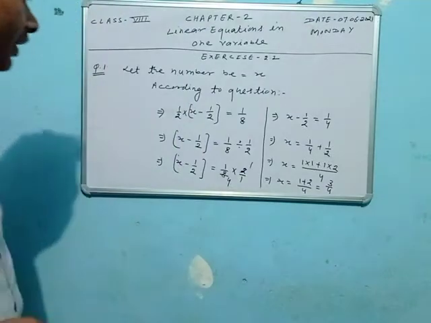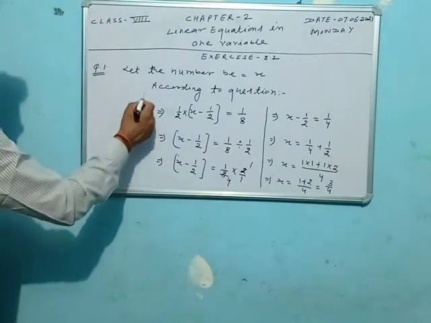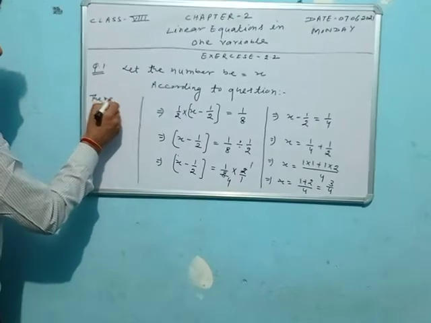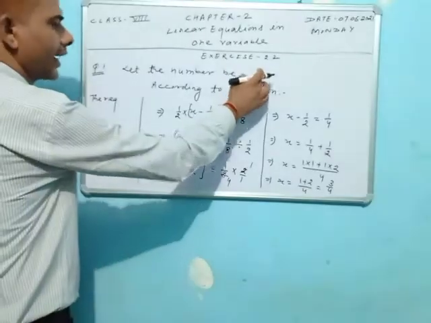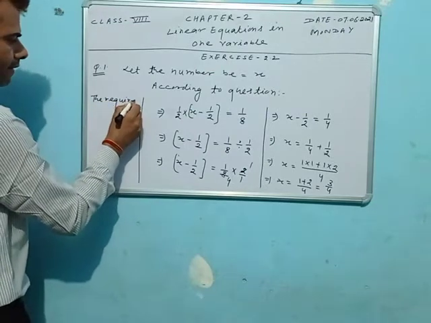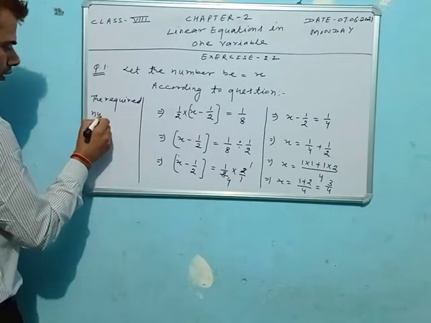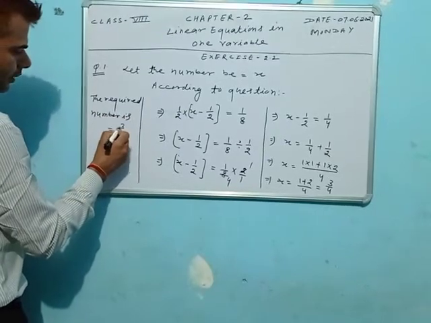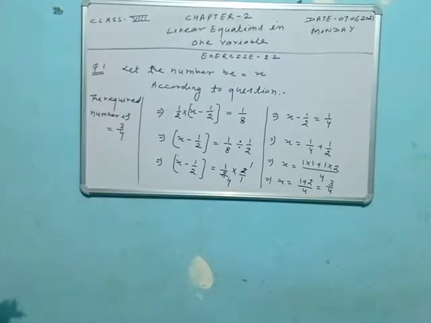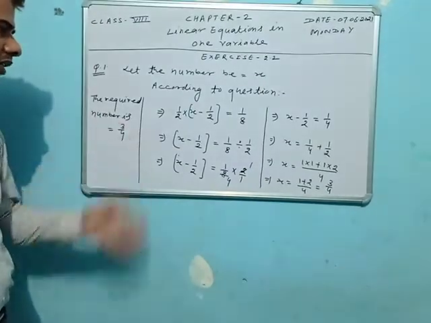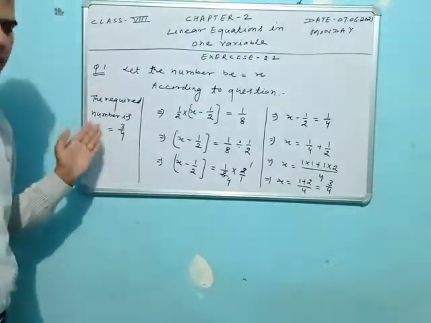Now students, the value of x is 3 by 4. The required number is 3 by 4. It is the final answer of this question. Students, please note it down. If you have any problems, you can ask me.